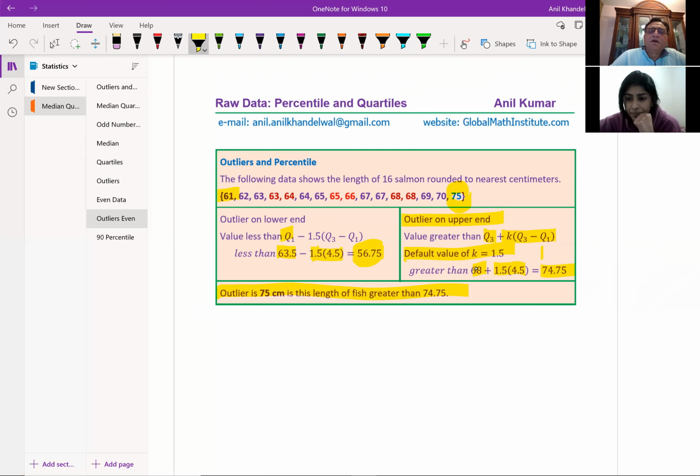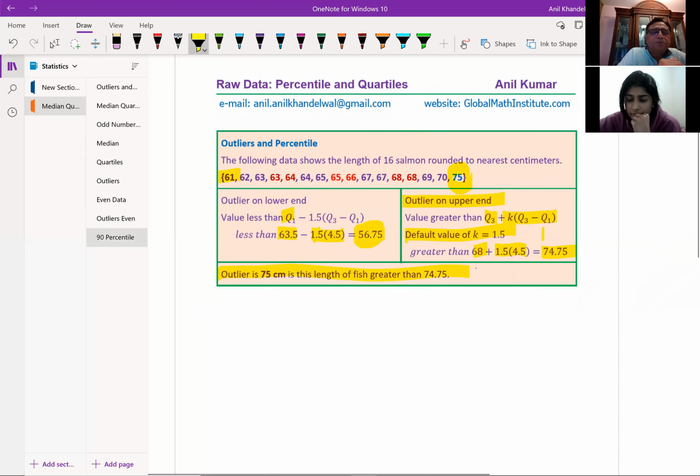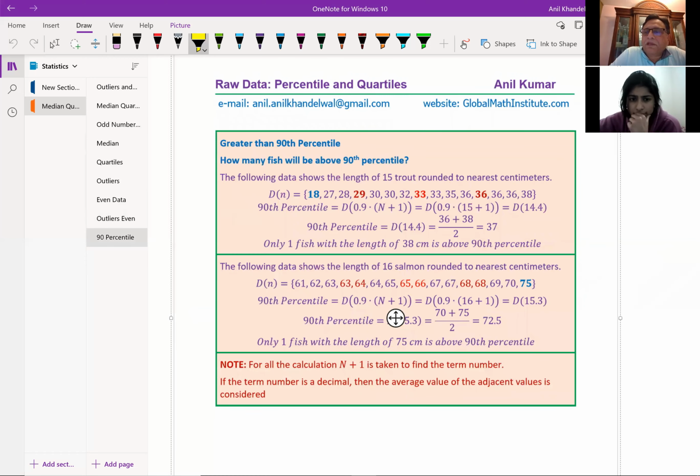Perfect. Now let's look into the percentile. We had been working with percentiles so far. Median is the 50th percentile, Q1 is the 25th percentile, Q3 is the 75th percentile. Now let's see an example which says greater than 90th percentile. I'm taking the same example. How many fish will be above, meaning not including, the 90th percentile?